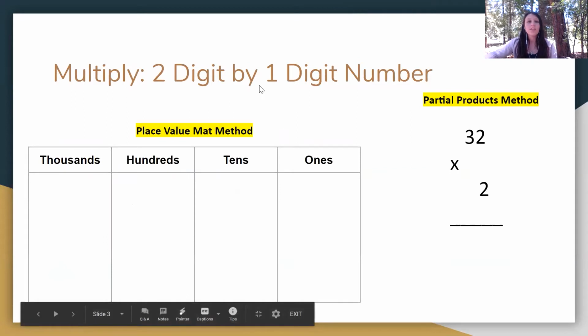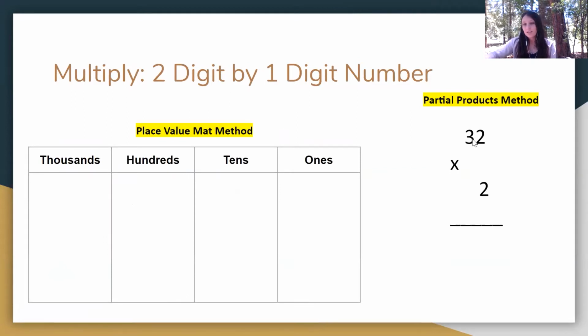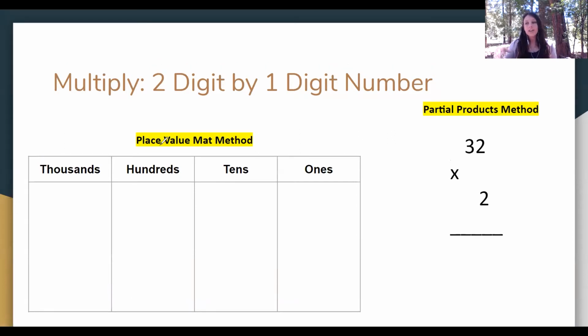Here's our first question. Multiply a 2-digit by a 1-digit number. So as you can see, 32 is a 2-digit number, and 2 is our 1-digit number. So what I'm going to do is grab my annotate bar, and we are going to first fill this in using the place value mat method. So you can go ahead and draw a place value mat on your piece of paper, and you're going to fill this in with me.